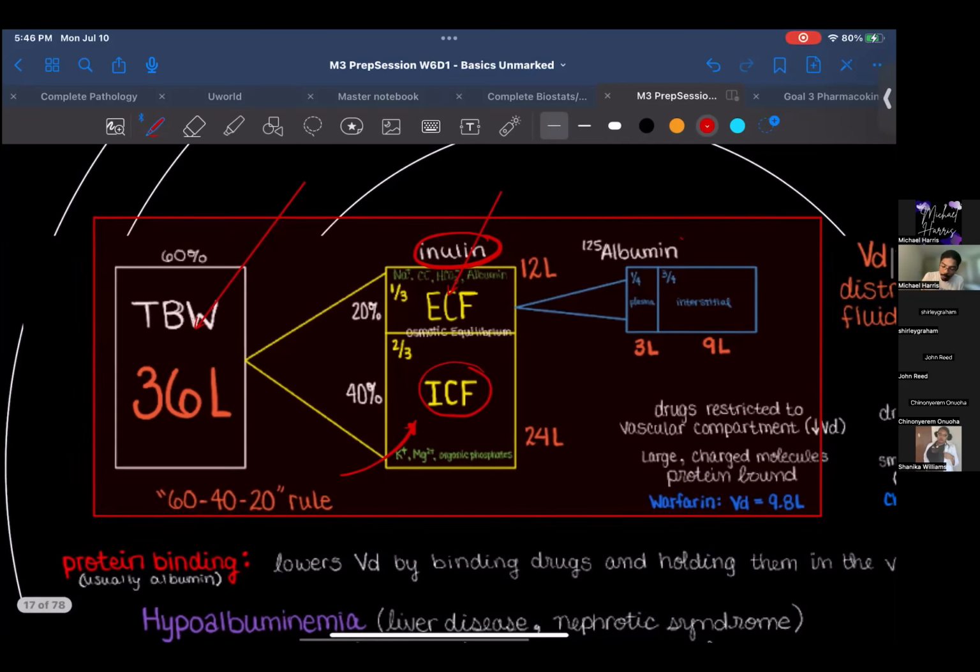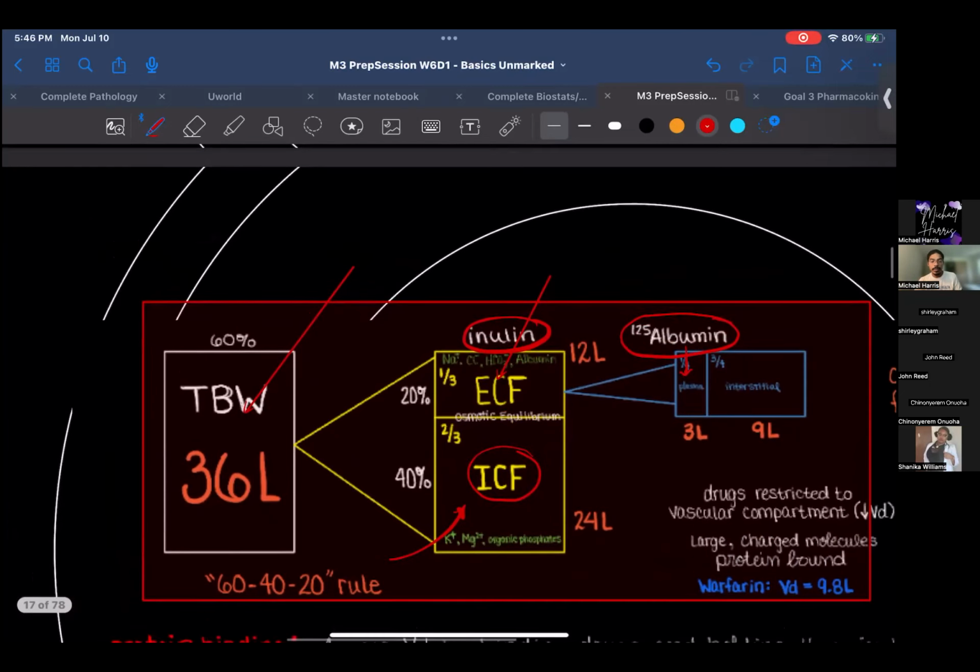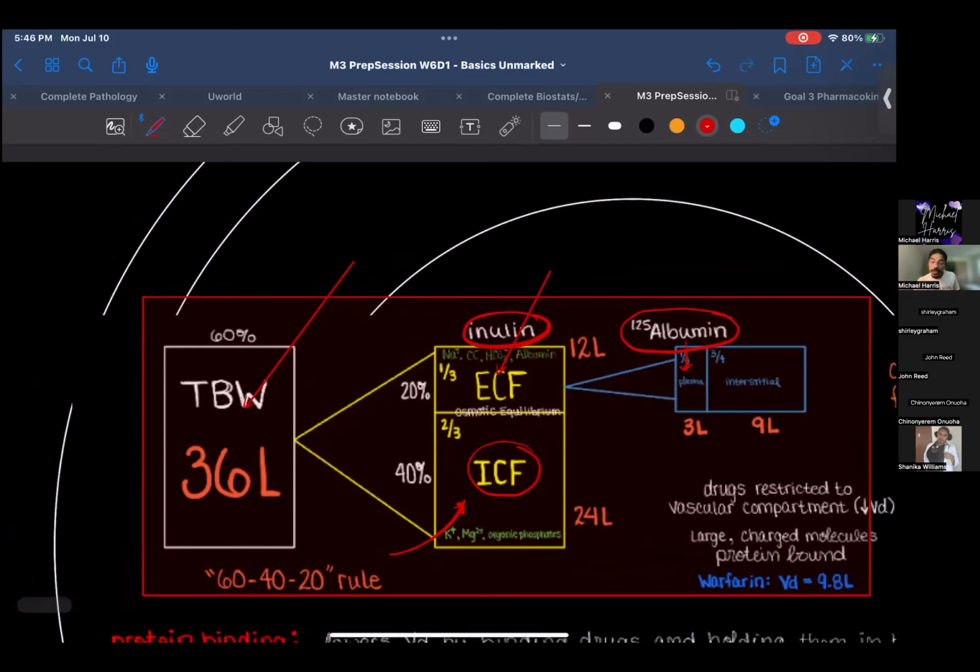Now, albumin is for plasma, which should be easy to remember because albumin is a plasma protein. Okay? Good. Now, the only one that's still left is total body water, which is measured using a type of water known as deuterium. You use that to measure the total body water. Okay? And those are the big ones you need to make sure you remember and what they measure.